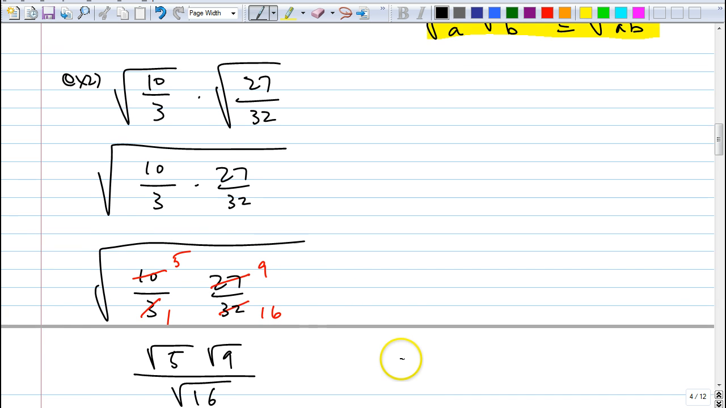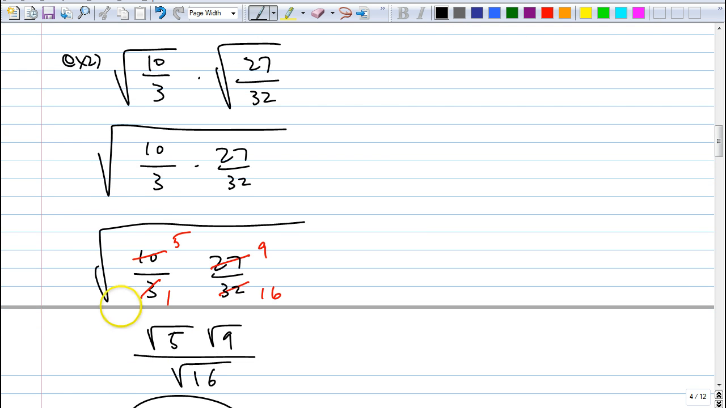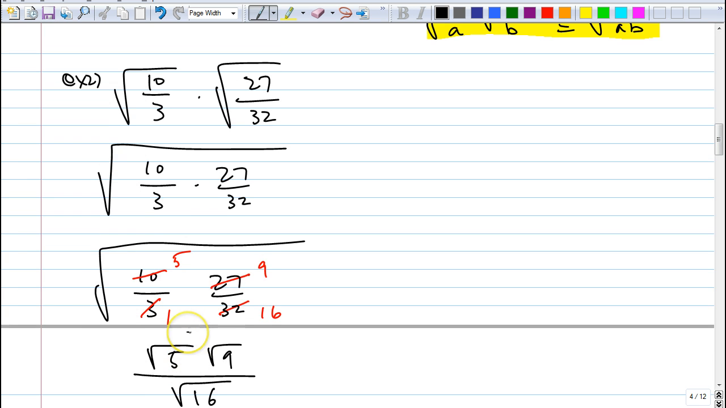Good. So you see that 3 goes into 27 9 times, and 10 and 32, you could divide them by 2. So you get 5 over 1 times 9 over 16. Correct? I could just actually write them separately. Square root of 5 times square root of 9 over square root of 16. Is that okay? Do you see how things cancel out, right? 3 goes into 3 once. 3 goes into 27 9 times, right? And then 2 goes into 10 5 times, 2 goes into 32 16 times. Right?